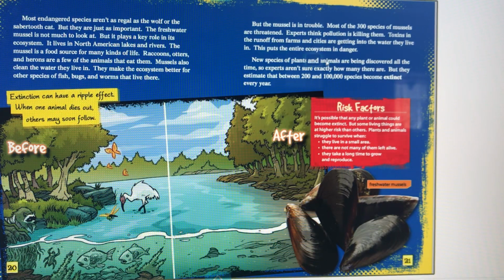New species of plants and animals are being discovered all the time, so experts aren't sure exactly how many there are. But they estimate that between 200 and 100,000 species become extinct every year. Oh my goodness, that is a lot. That is very sad.